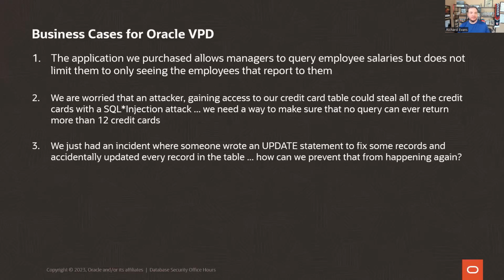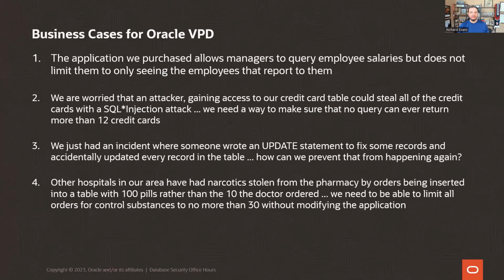So very powerful stuff. Number 3, we had an incident where someone wrote an update statement to fix some records and accidentally updated every record in that table. Okay, with VPD, we could apply a predicate, a where clause that limits the rows that user could update. So they could never update every row in that table, right? I've been guilty of making mistakes with update statements. Fortunately, I've been able to roll it back, but yeah, that would be a fantastic addition to an update statement there.